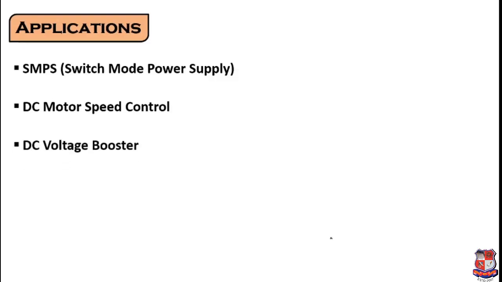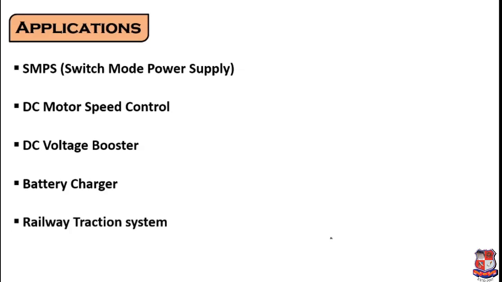Next is DC voltage boosters, which are used in traction circuits. Next is battery chargers, railway traction systems, and electric cars, which is the most trending.